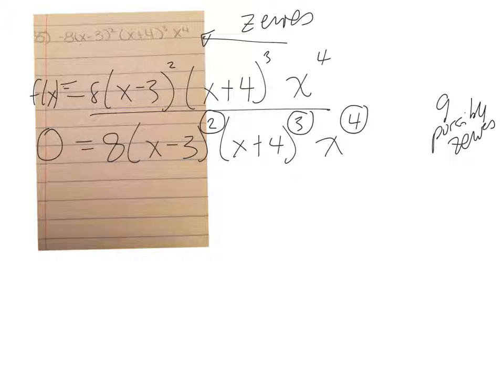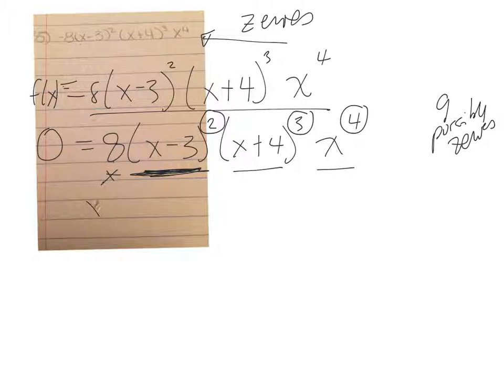Now, when you're looking for zeros, you use the zero product property. So something times something times something times something equals 0, which means one of those things has to be 0. The first one I'm going to look at is this one. I know that 8 is not 0, so that one doesn't count.